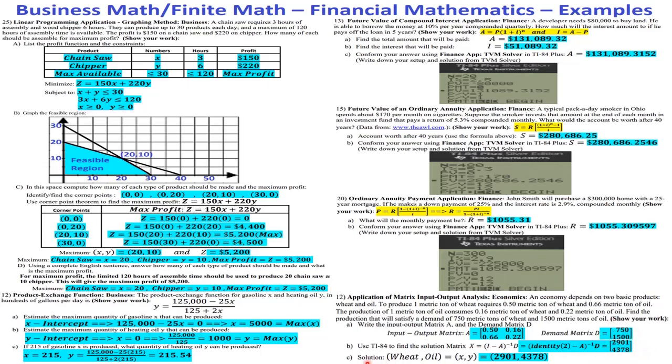That means to meet this demand, you should have the wheat, X, at 2,901 and the oil, Y, at 4,378.